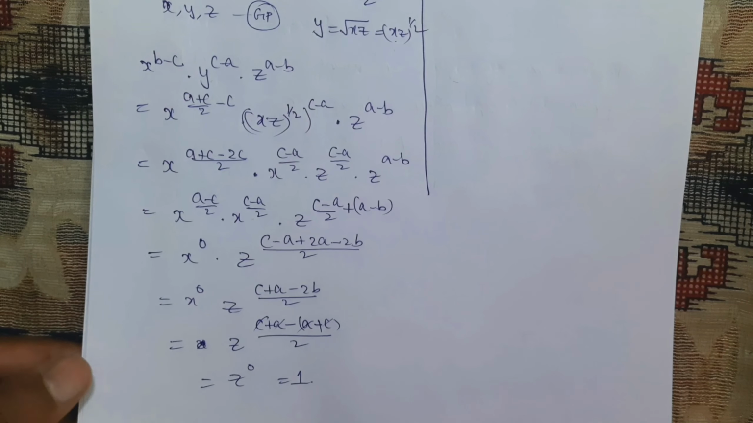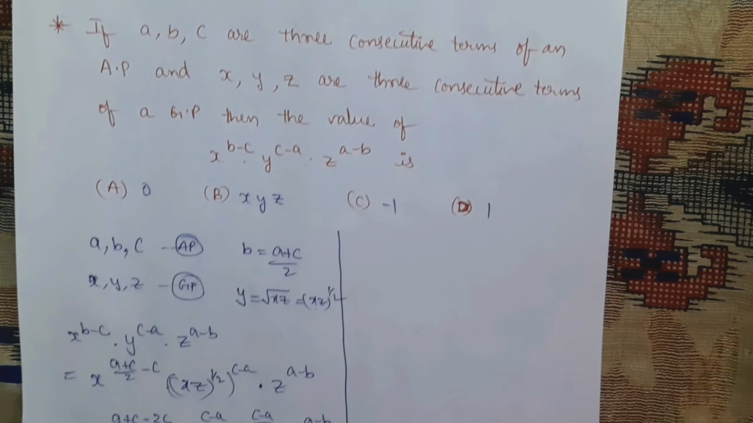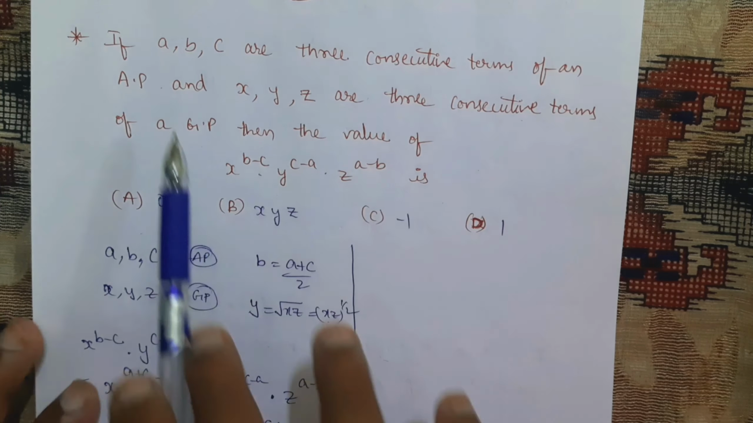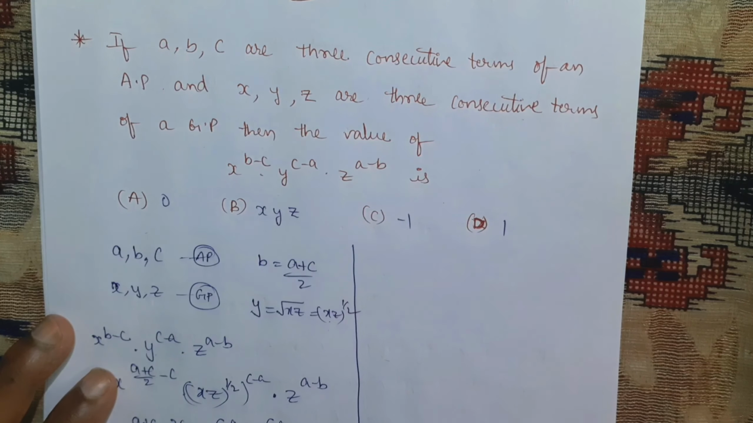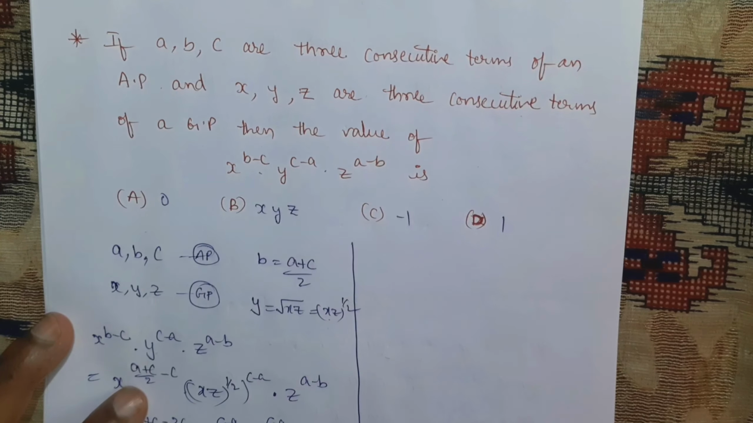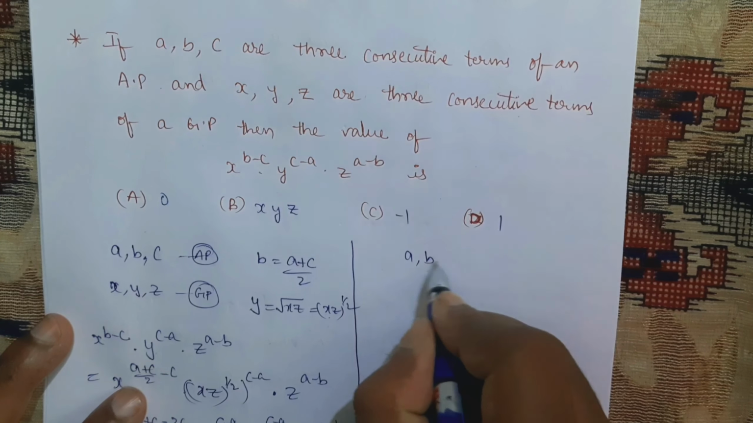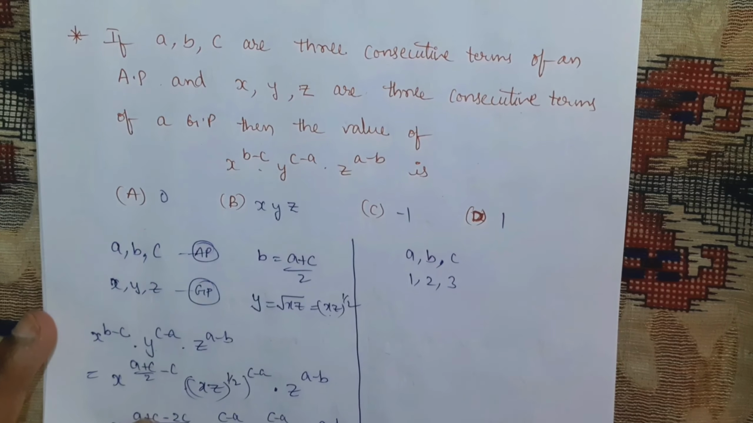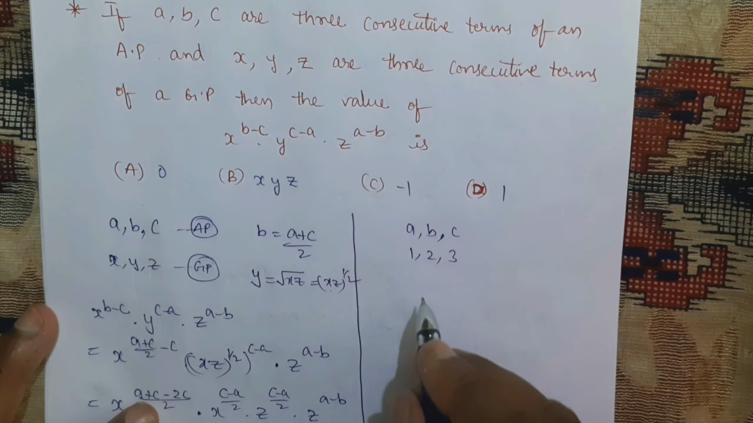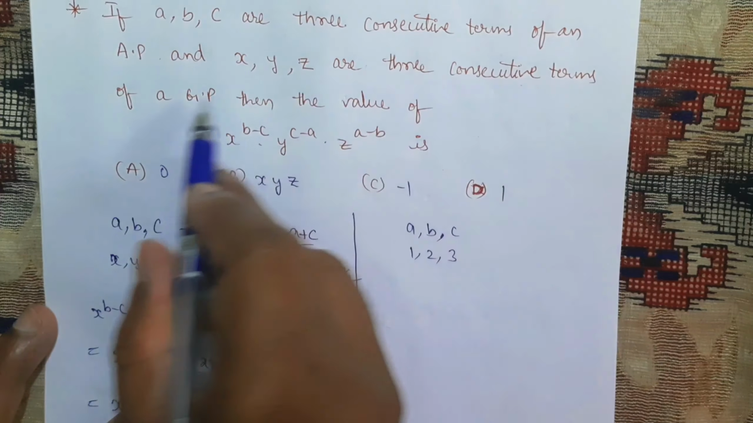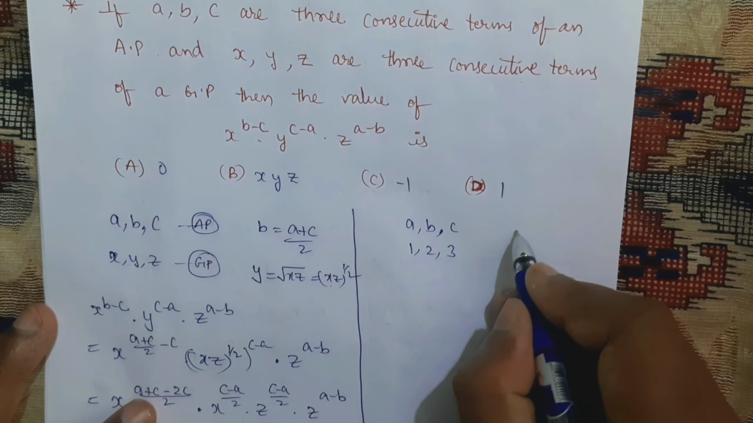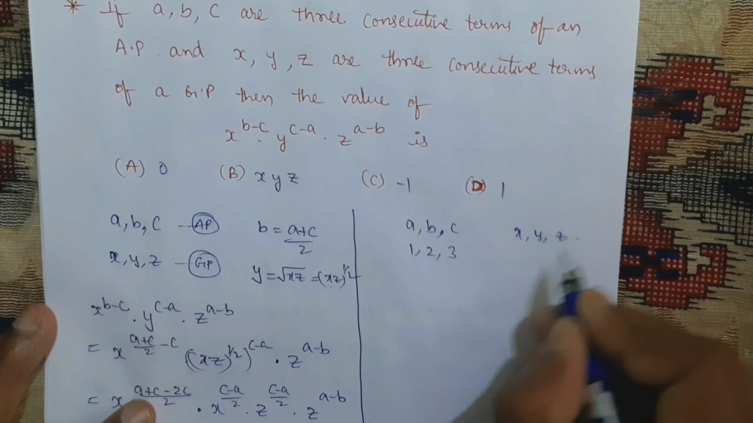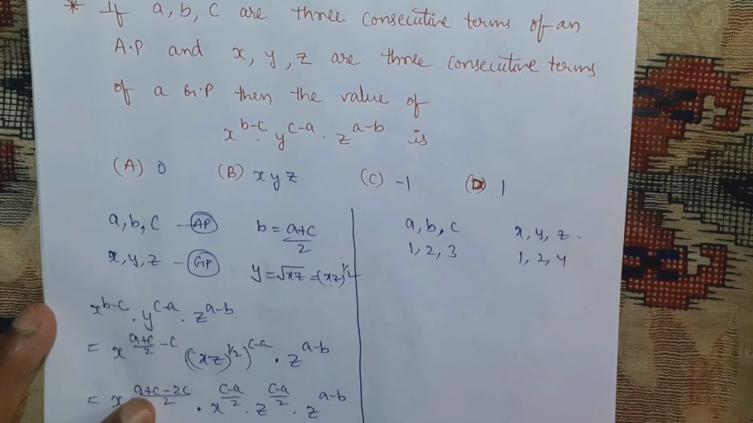This is one method. Another method for this question: as they said, three consecutive terms of an AP, I will consider those a, b, c as 1, 2, 3, with common difference 1. Next, x, y, z are three terms of a GP, those I will consider as 1, 2, 4.